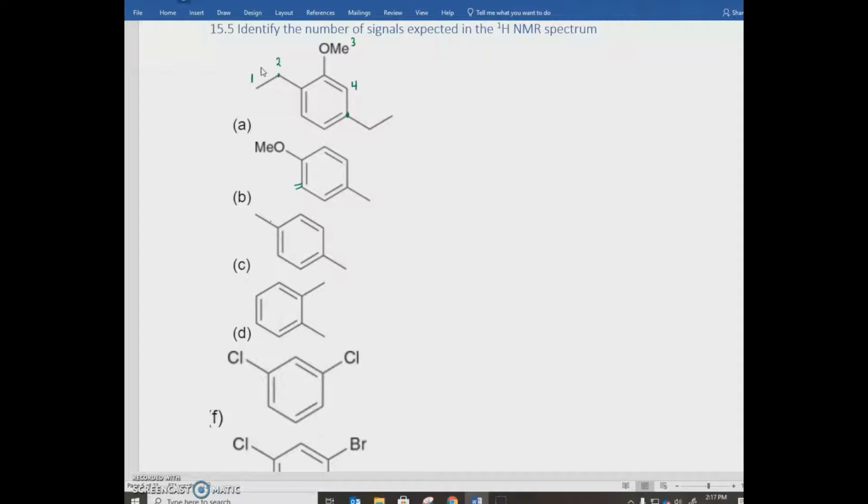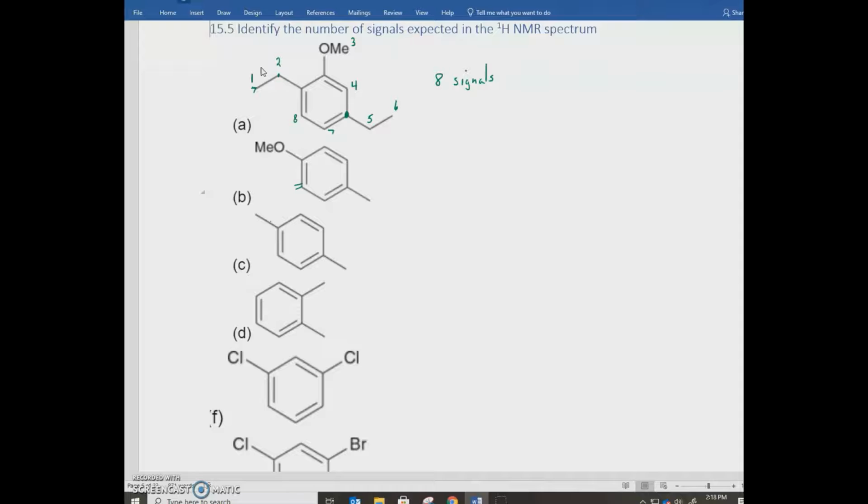There's not a proton, no proton here, but we've got one here and here, and no symmetry. There's a proton here and a proton here. So we're going to have 8 different types of protons. And so we'll expect to have 8 signals. Note that there are 3 protons here, but they all have the same signal.